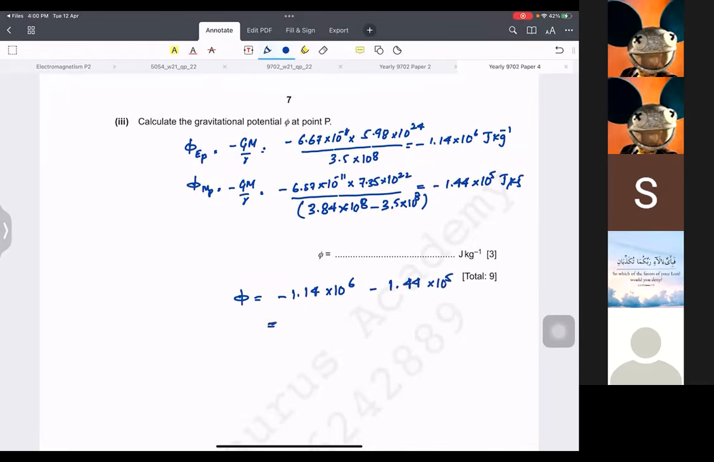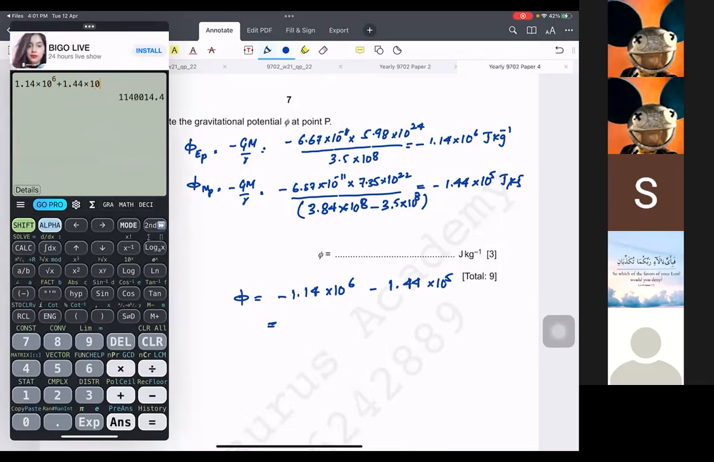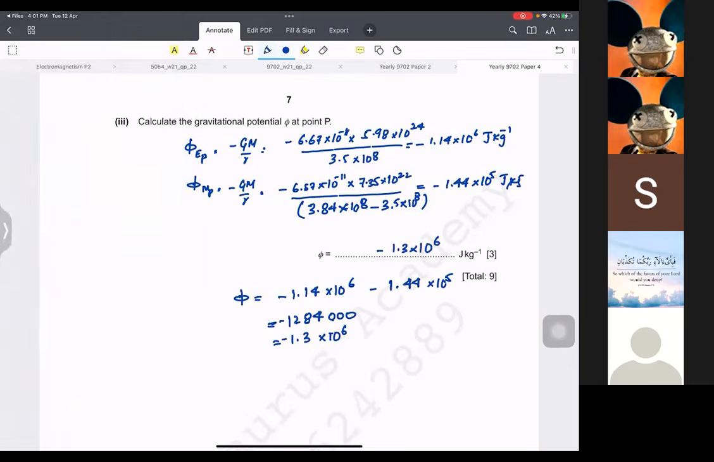And this is, so it is 1284000, which is 1.3 times 10 raised to 6, and has to be negative. Negative 1.3 times 10 raised to 6. Do you guys understand this?